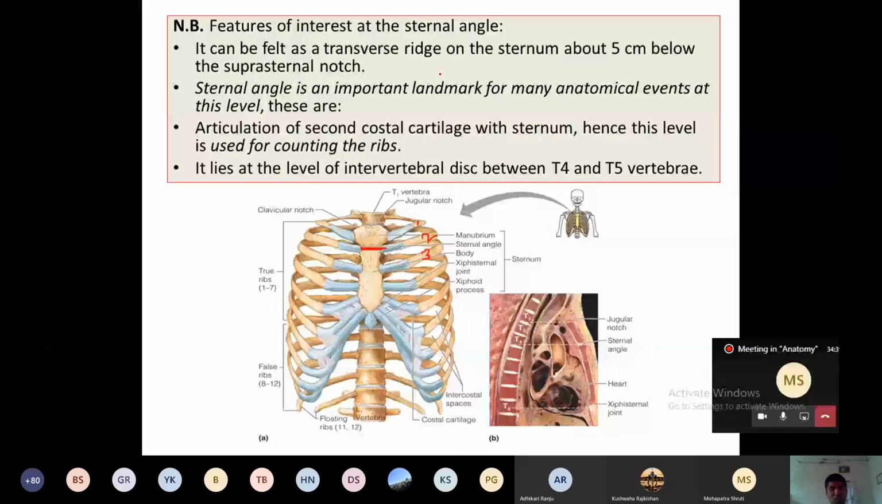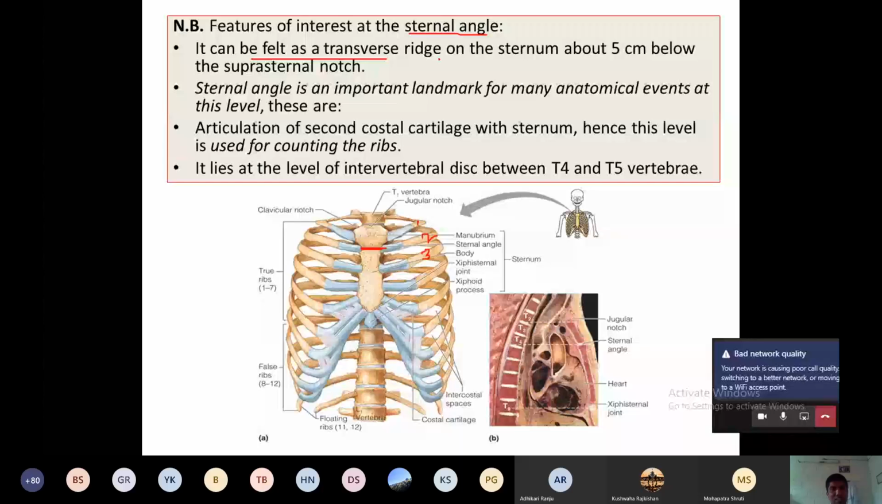To know for the clinical practices, these things I'm telling now. The sternal angle can be felt as a transverse ridge on the sternum about 5 cm below the suprasternal notch.